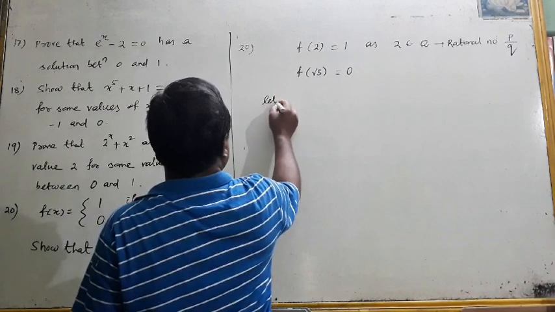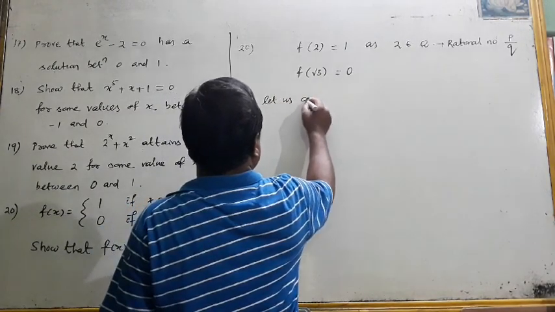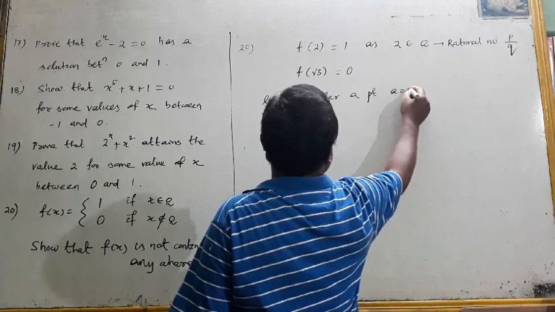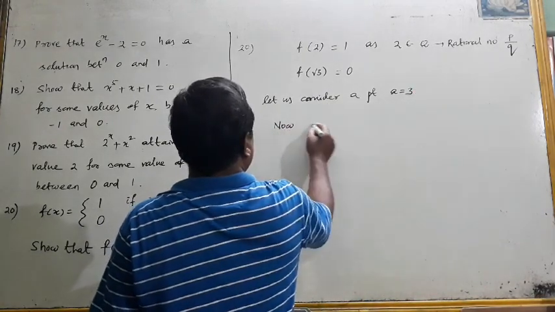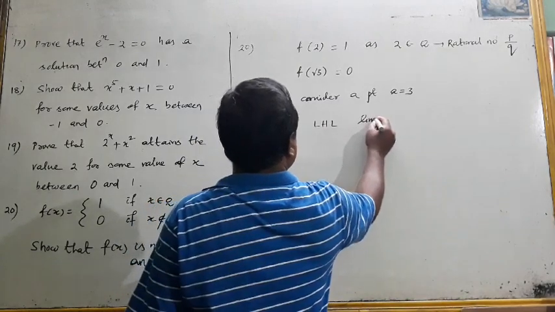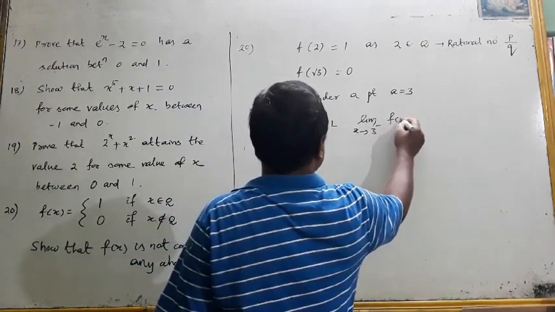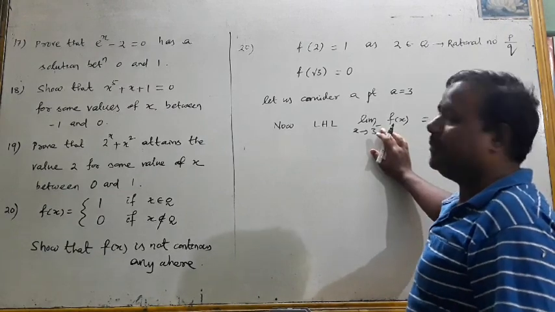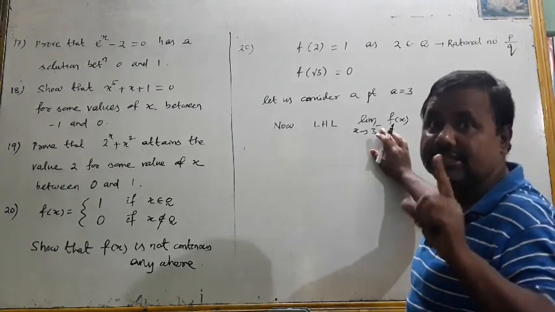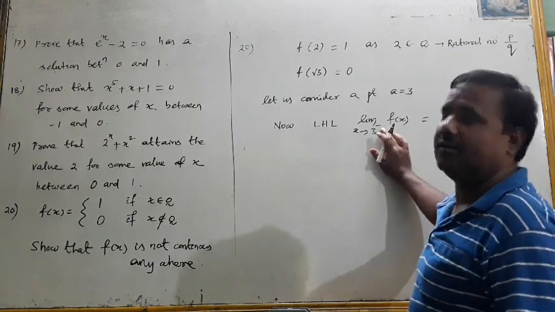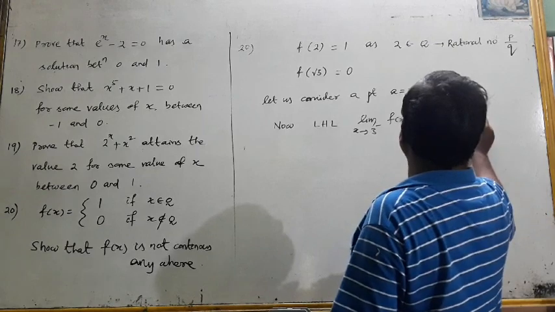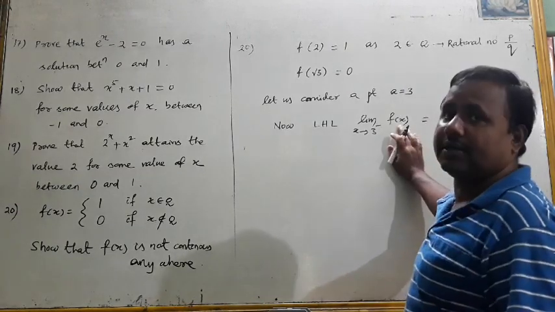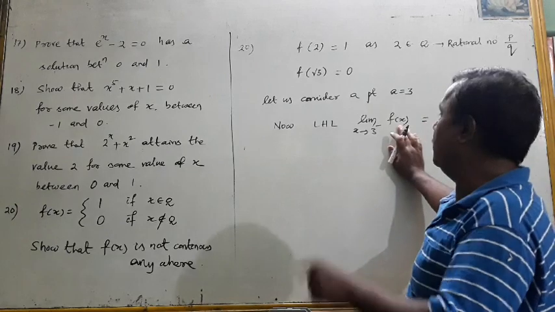Let us consider a point a equal to 3. Now the left hand limit, limit x tends to 3 minus of f(x), what is it? When x is slightly less than 3, tell me whether it is rational or irrational. We cannot say whether it is rational or irrational. So it is undefined. We cannot say f(x) is 0, and we cannot say f(x) is 1.